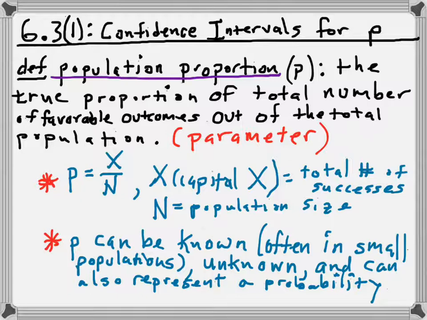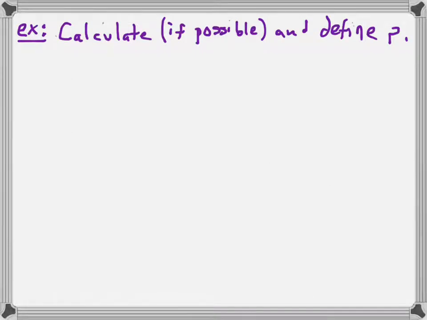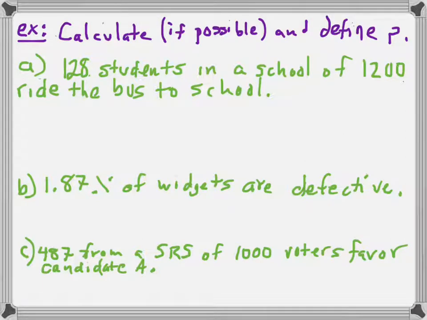Moving on to the next slide. Okay, let's try some examples here. Calculate, if possible, and define P. So not only tell me what the number P is, but tell me what that means. A: 128 students in a school of 1,200 ride the bus to school. Part B: 1.87% of widgets are defective. And Part C: 487 from a simple random sample of 1,000 voters favor candidate A.